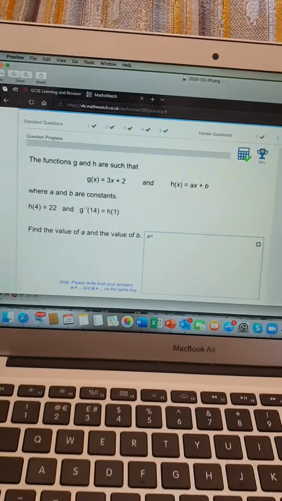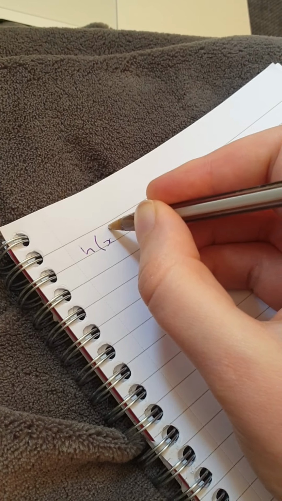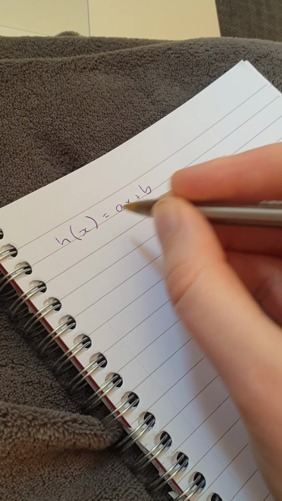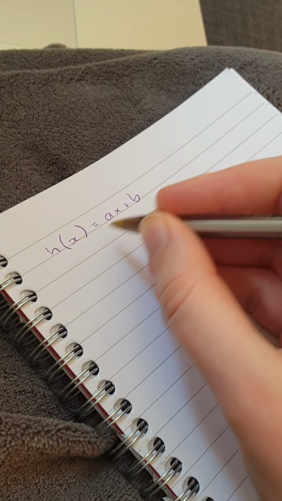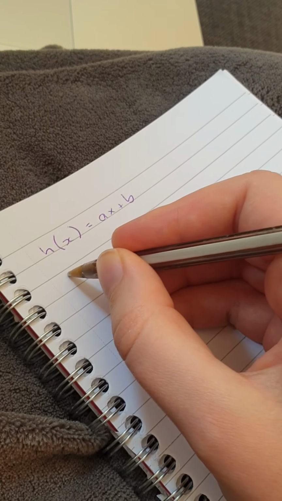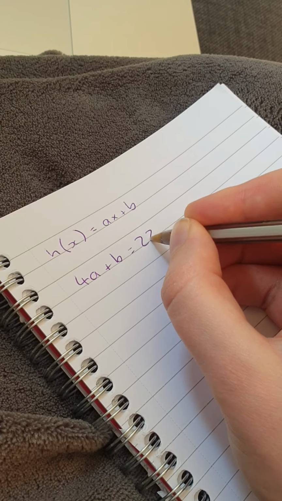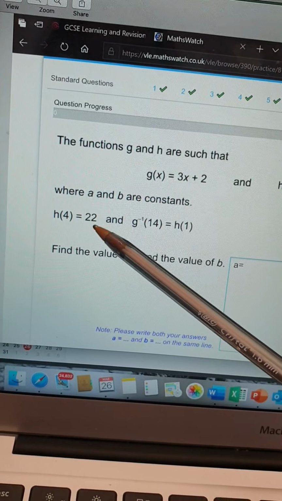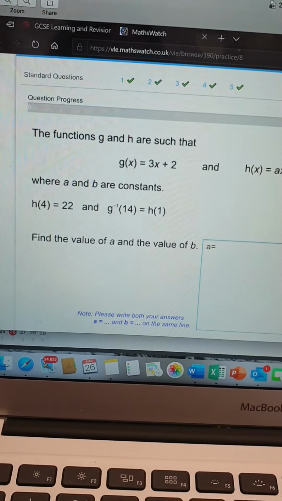equal to 22. So I can write that as, I know that h of x is equal to ax plus b, but I know that x is equal to 4, so I can change this x to a 4, and I can say that 4a plus b is going to be equal to 22. And that came from the fact that my h of 4 was equal to 22. So that's my first equation.